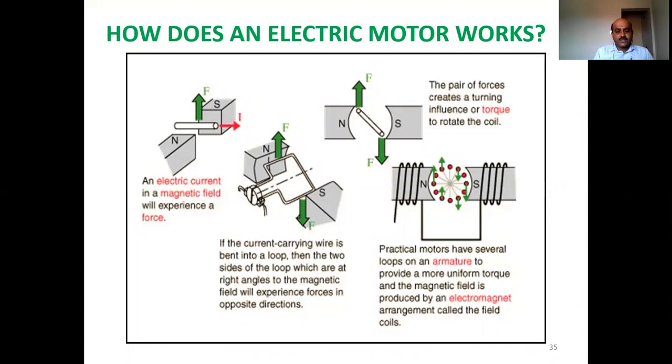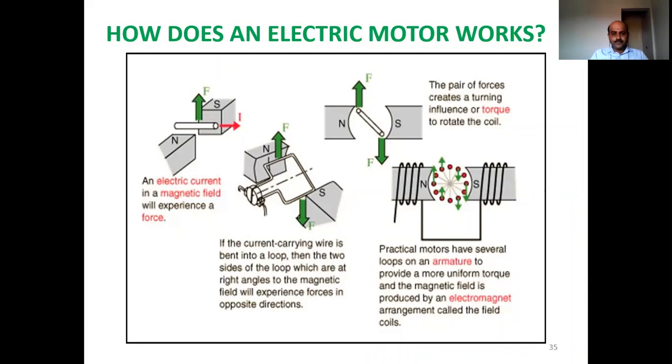The electric motor works on the magnetic principle. I think you might have studied these concepts in your physics or electrical sciences. Basically, the electric motor works on the principle of electric current produced due to a magnetic field, or in the reverse way, if electric current passes through the magnets, it experiences a force.